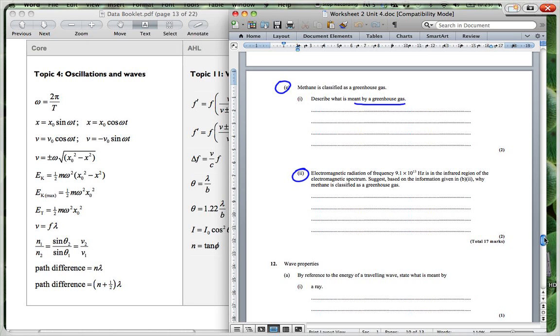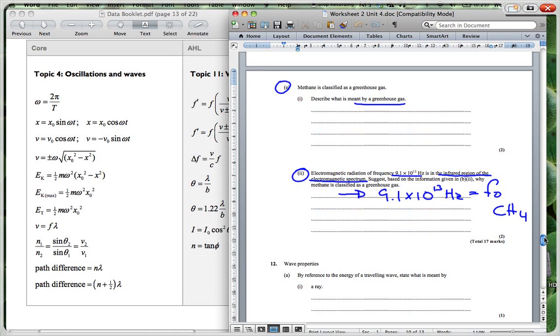So you've got the electromagnetic radiation of frequency 9.1 times 10 to the 13 hertz, which is the infrared region of the electromagnetic spectrum. So this is actually light that is re-emitted from the Earth in the form of heat. Now, we can see that before we worked out that the natural frequency of this hydrogen atom as it vibrates was also equal to this 9.1. So this is actually the natural frequency of the methane, which is the CH4 molecule.